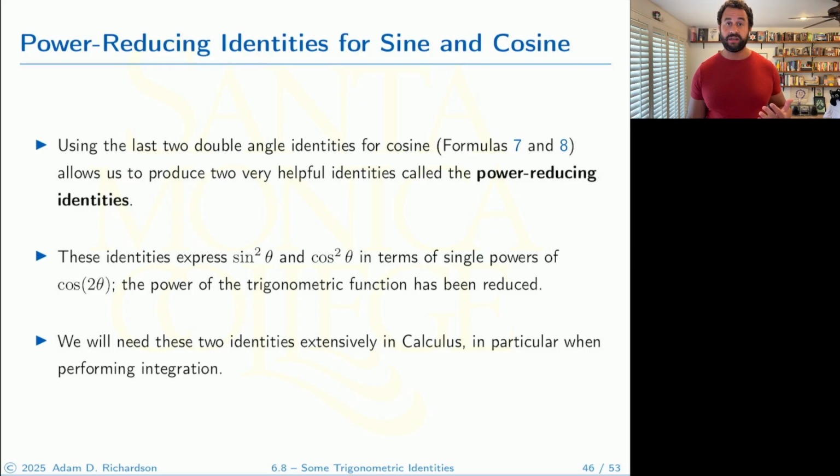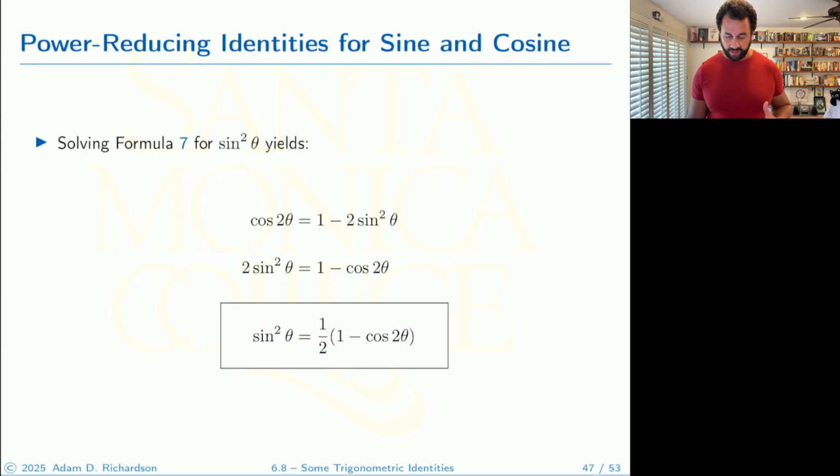So the power reducing identities are another pair that you're going to have to memorize. And I believe that kind of exhausts the ones you're going to have to memorize, but I'll summarize it at the end. All right, so here we go.